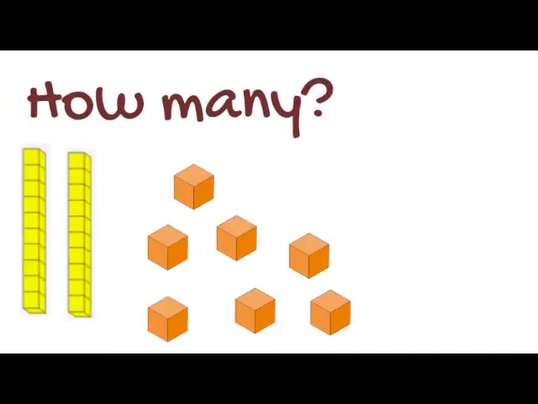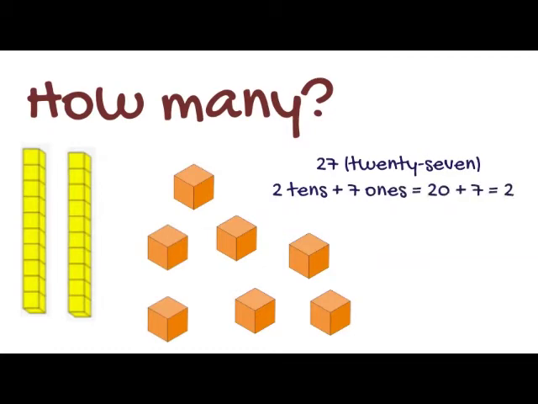So here is another one for you. So how many are these? Two blocks and seven cubes. Can you guess it for me? Correct, it is 27. Twenty-seven. Two tens plus seven ones equals to 20 plus 7 is equal to 27. And 20 plus 7 is the expanded form and 27 is the number name.